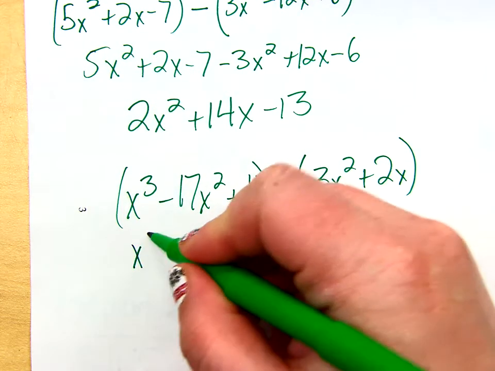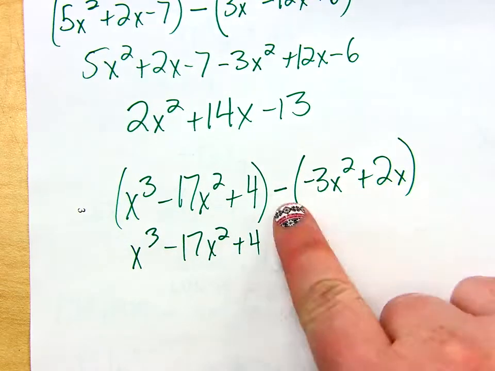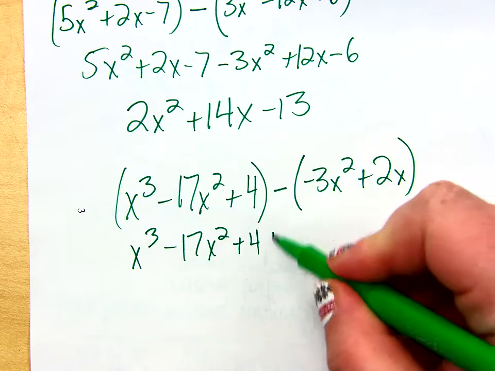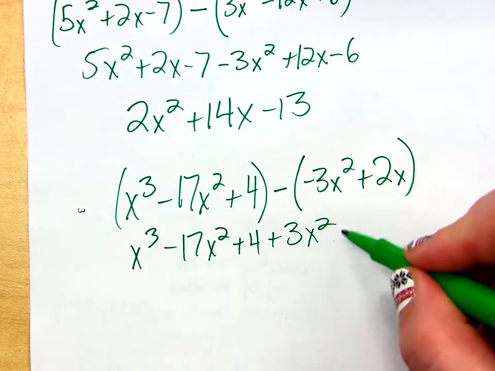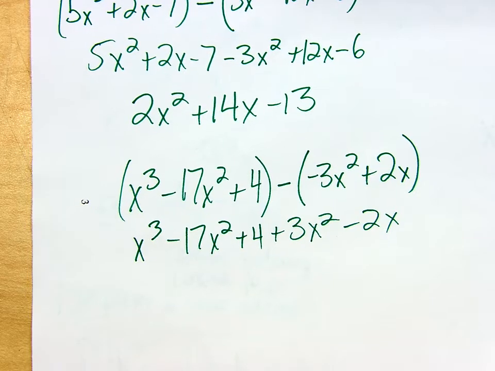So, this first one doesn't change. It is exactly as it is. But now I minus all of this. So you turn into a plus 3x squared and you turn into a minus 2x. Now I just combine like terms.